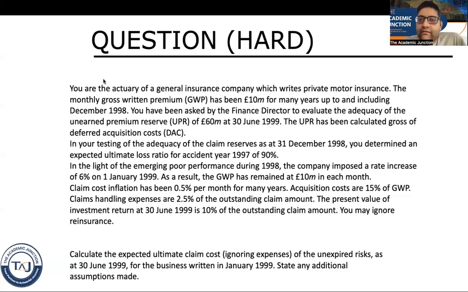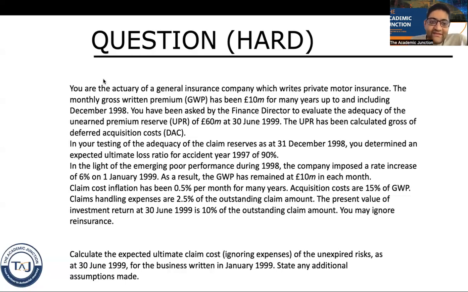You went wrong in the last part. Everybody goes wrong in the last part. One of the important things that you have to remember is the line over there. In testing your adequacy of claims reserve as at 31st December 98, you determined an ultimate loss ratio for accident year 1997 at 90%. So accident year, got it.